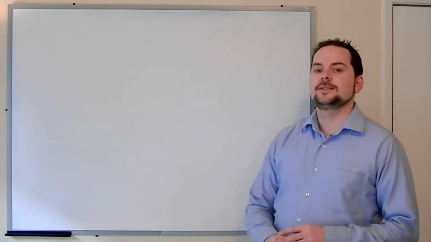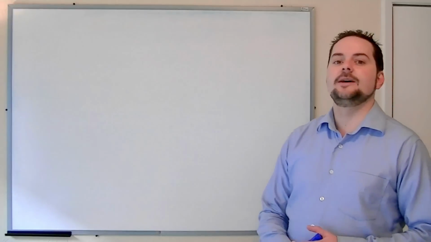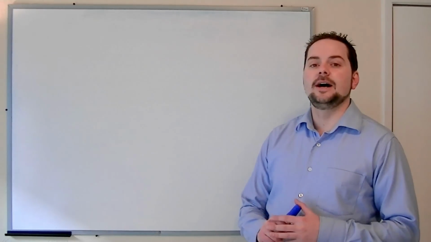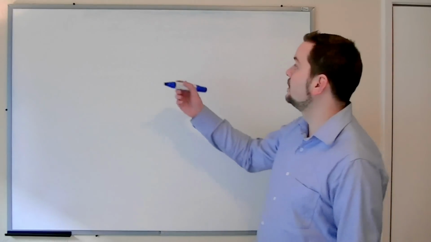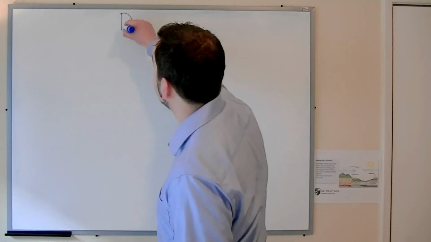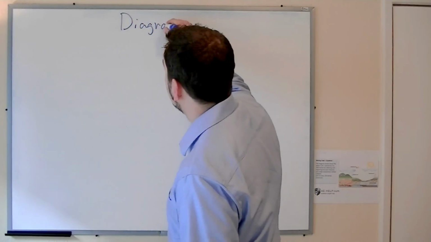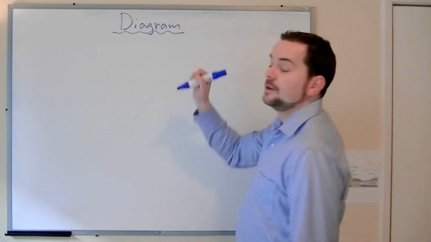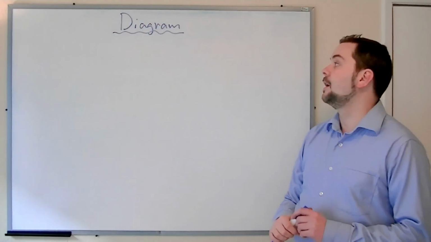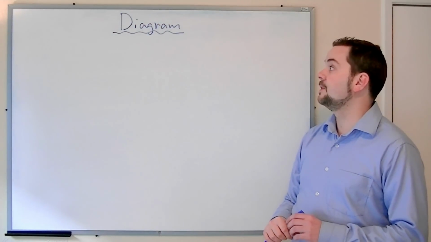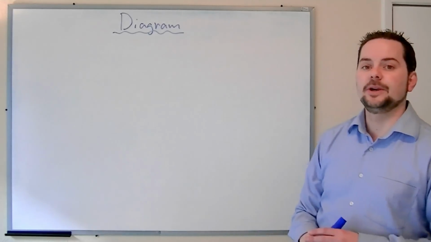Alright, in this lesson we're going to be looking at an example for IELTS Task 1. This example is a diagram. In the lesson we will go through each of the three parts of the Task 1 paragraph.